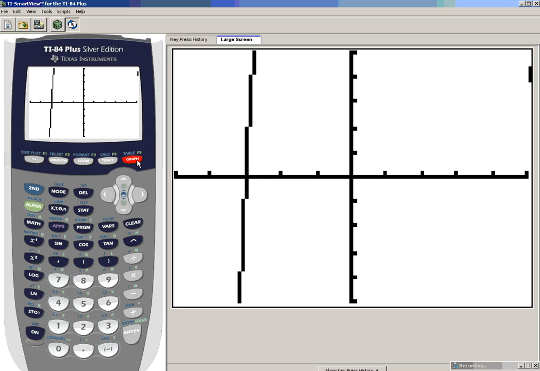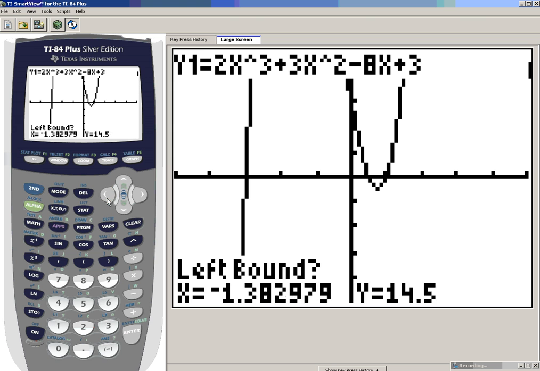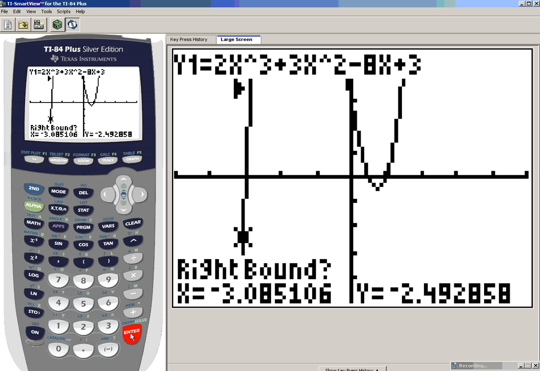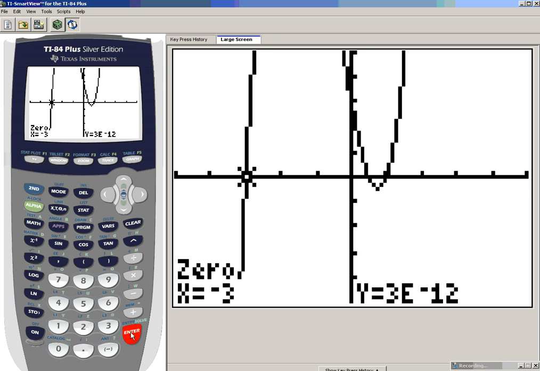Now we can clearly see that we have 3 x-intercepts. We need to find one of them with the calculator, the other two algebraically. So let's go ahead and calculate one of them. Calculate 0. It does not matter which one we find. I'm going to find this one all the way over on the left. Hit enter on the left bound. Hit enter on the right bound. We don't need to guess. Hit enter a third time. We see that that is at -3.